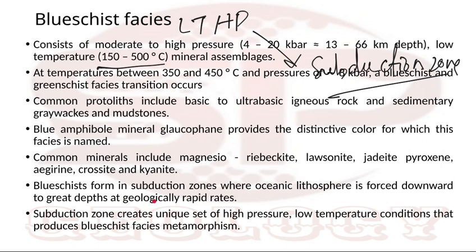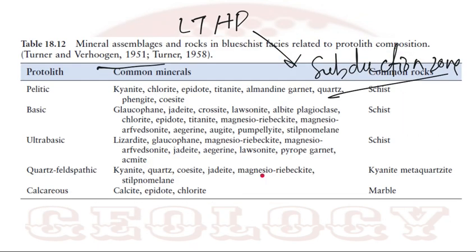Then your blue schist phases. I have already told you the path how blue schist phases can be formed from prehnite pumpellyite. It can form from green schist, and it can form from granulite. Okay.